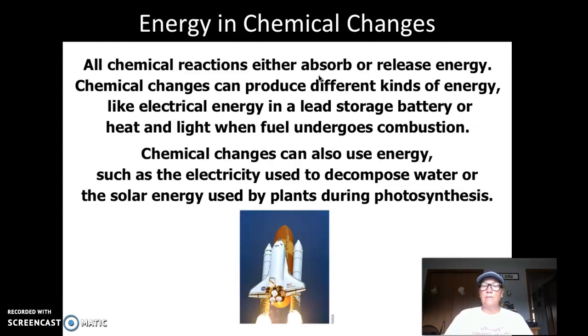Okay, here's an example of a chemical change that uses energy. Here with our rocket fuel, you burn that and look at the energy that's given off. We also have electricity decomposing water into hydrogen and oxygen. Here's a big one right here, photosynthesis. You use the sun's energy and plants absorb it and make food and oxygen. Without that, we're toast, you guys. The ultimate source of all chemical reactions, of all energy, is the sun.